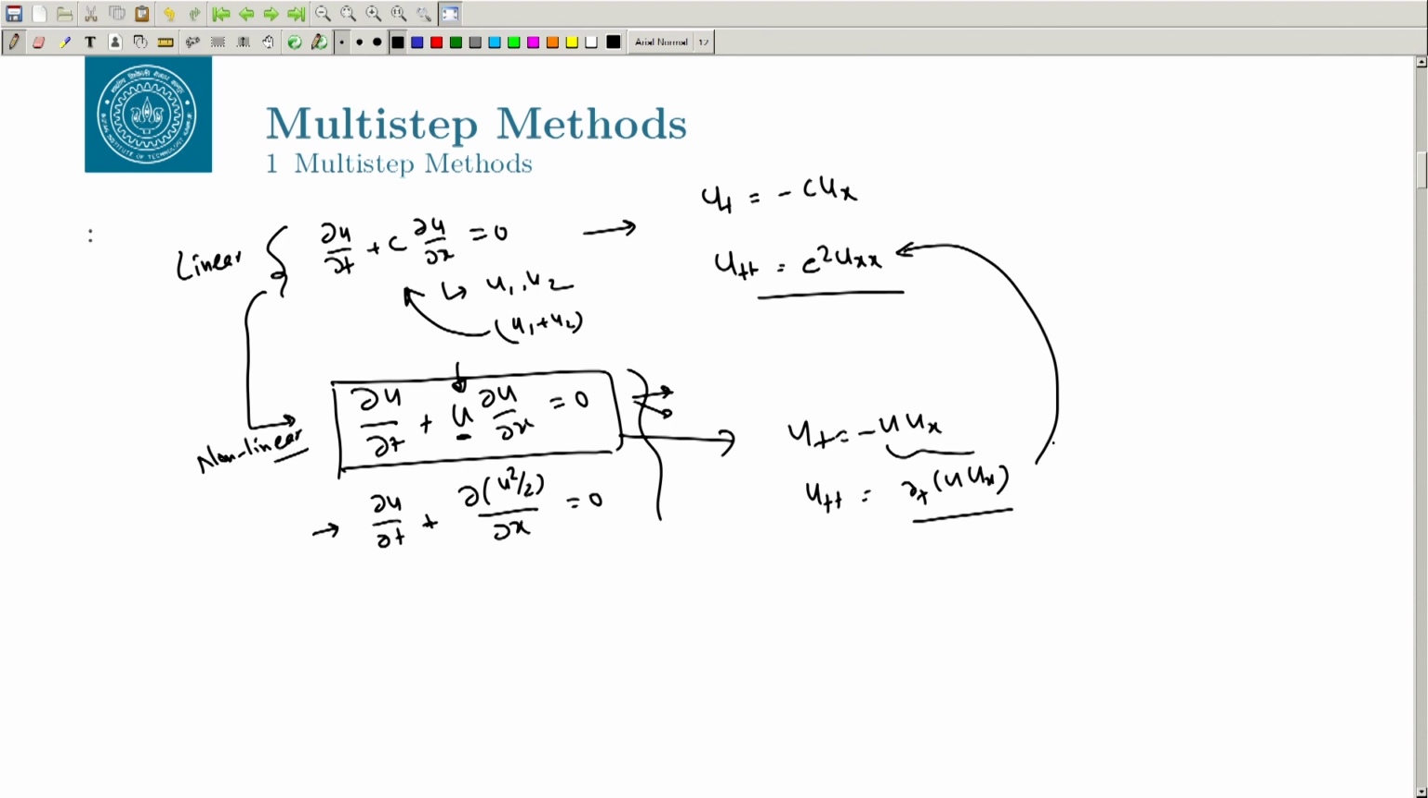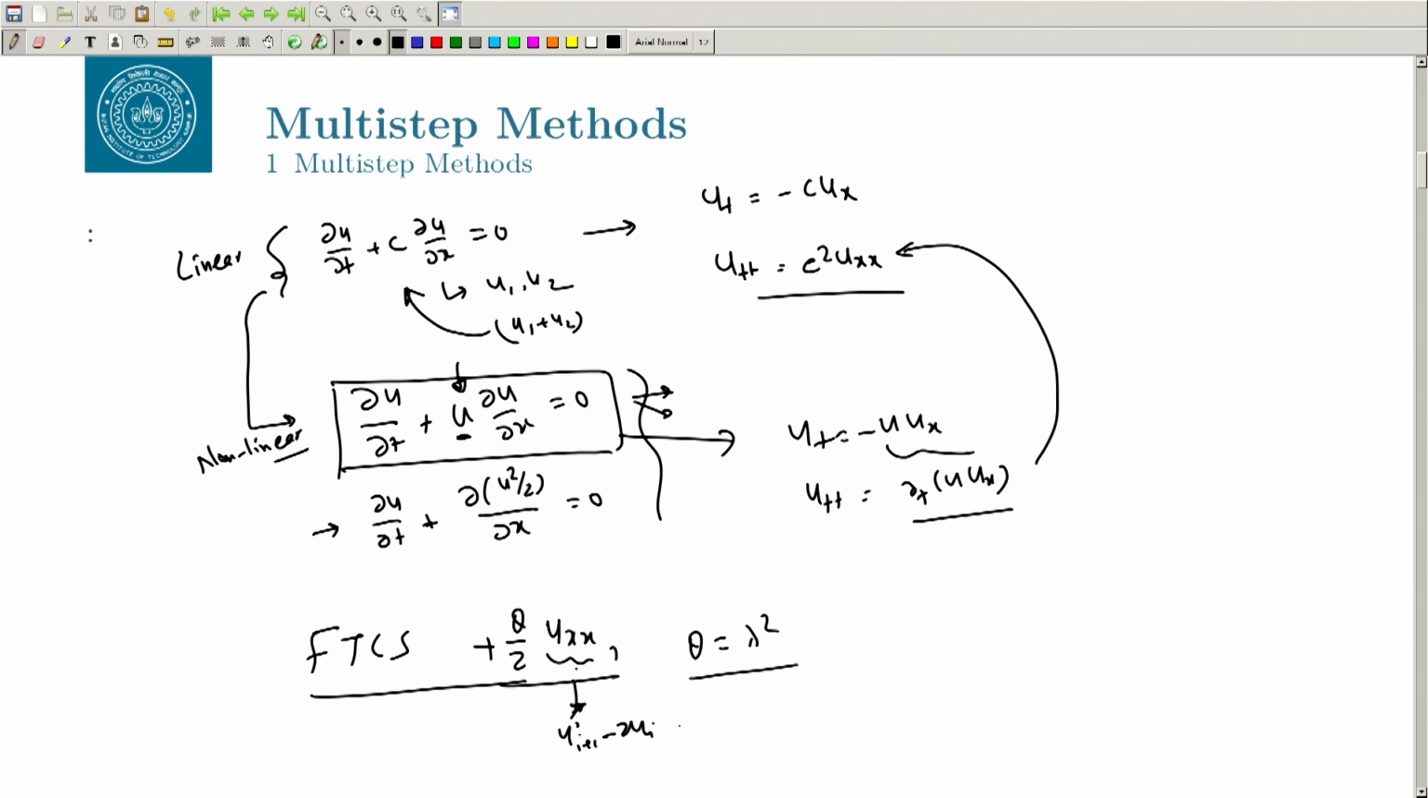For example, in the Beam-Warming scheme or even in the Lax-Wendroff scheme, if you recall, we had this theta by 2 u x x term, which is the artificial dissipation that we had added on the right hand side, and we found that in order for the scheme to become stable, theta should be equal to lambda square. So, this was FTCS plus this part, right. And for u x x we had used u i plus 1 minus 2 u i plus u i minus 1 by delta x square, right. And this was our Lax-Wendroff scheme.